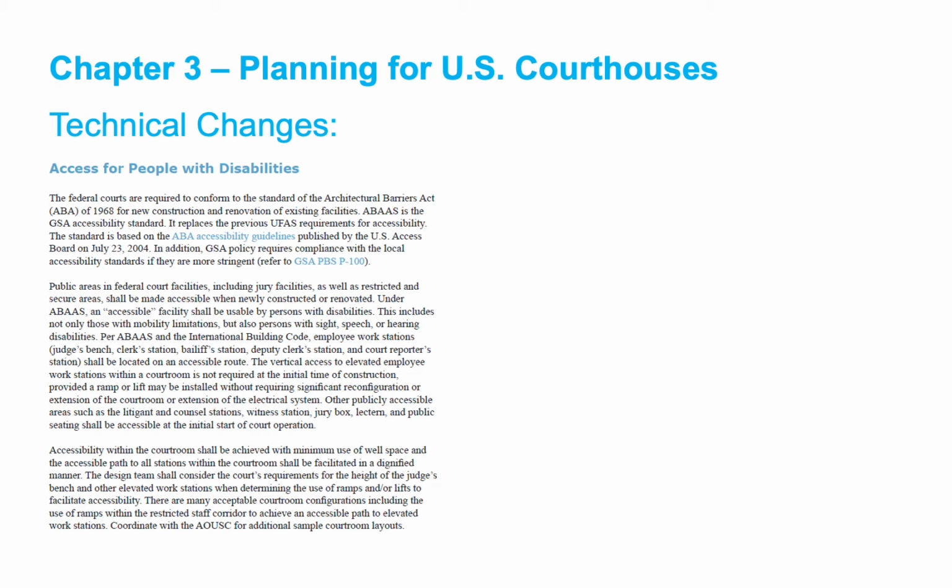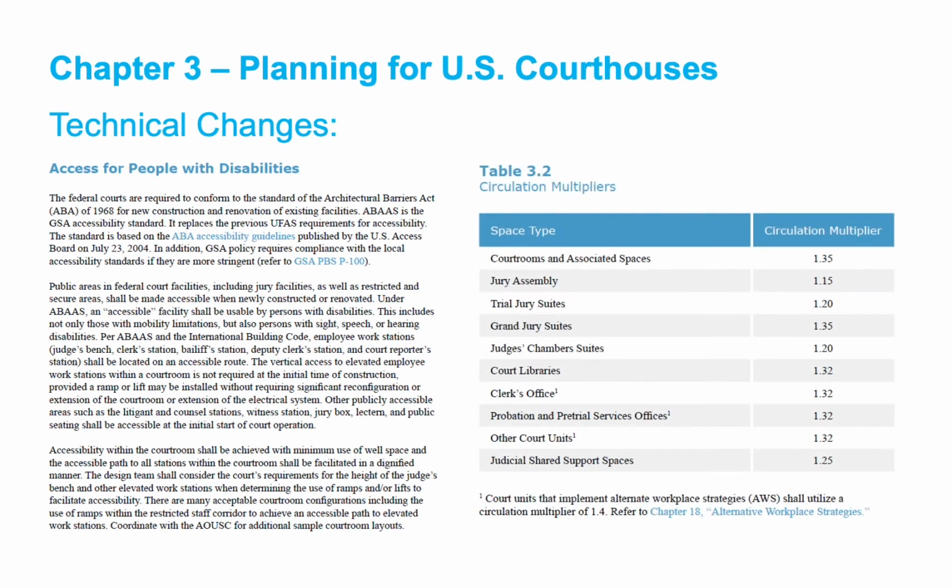On the other hand, a circulation multiplier is applied to the net square footage to estimate the amount of circulation space that is required. This new number represents the total usable square footage. In addition to this terminology change, the public space area formulas and factors were also removed. Table 3.2 highlights the circulation multipliers.